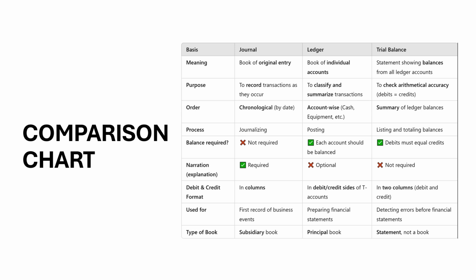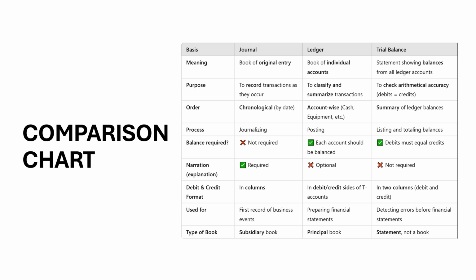In the journal, transactions are recorded sequentially as they occur. In the ledger, entries are recorded account-wise, one ledger per account, such as cash ledger, rent ledger, expenses ledger, stock ledger, and so on. Debit and credit format. The journal uses columns to show debits and credits. The ledger shows sides: left equals debit, right equals credit.